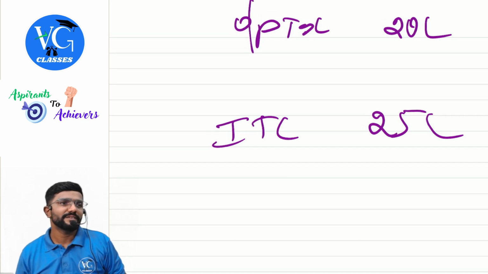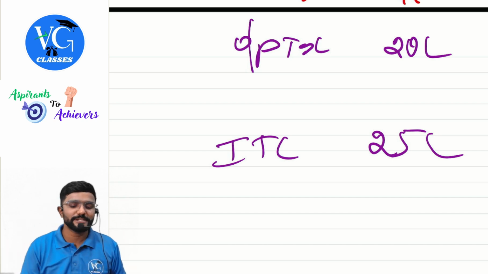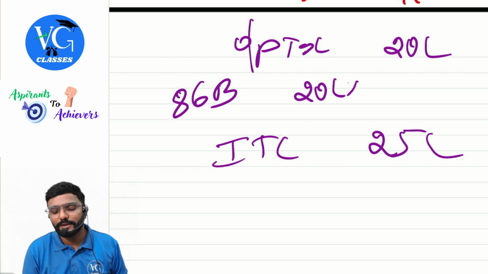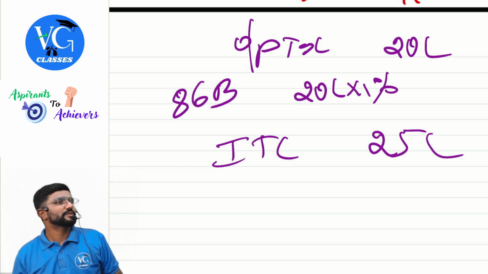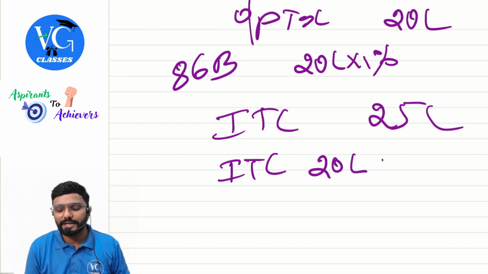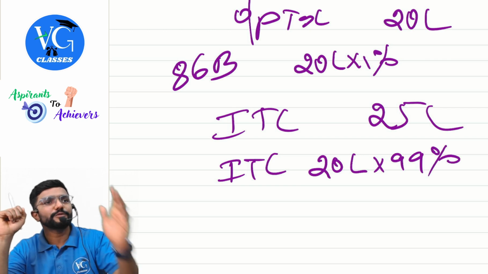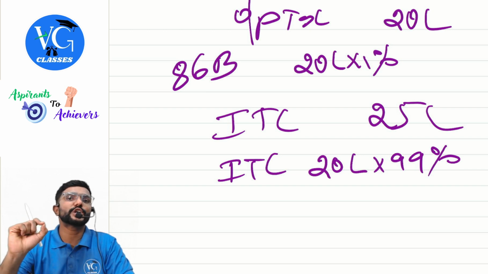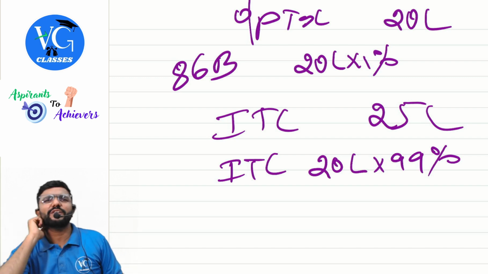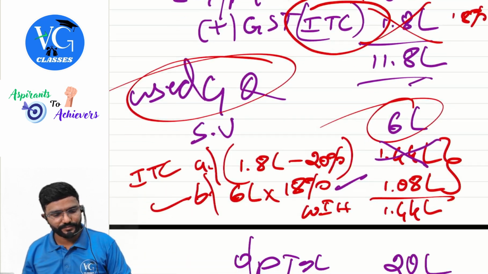But here they are telling, if your value of supply in a month is more than 50 lakh, for you rule 86B is applicable. When rule 86B is applicable, at least 1% of 20 lakh must be paid through the cash ledger. So the maximum ITC I can use is 20 lakh into 99%. That's all. 1% at least I have to pay through electronic cash ledger. Sir, I have so much credit now. Yes, the remaining you carry forward. Okay.